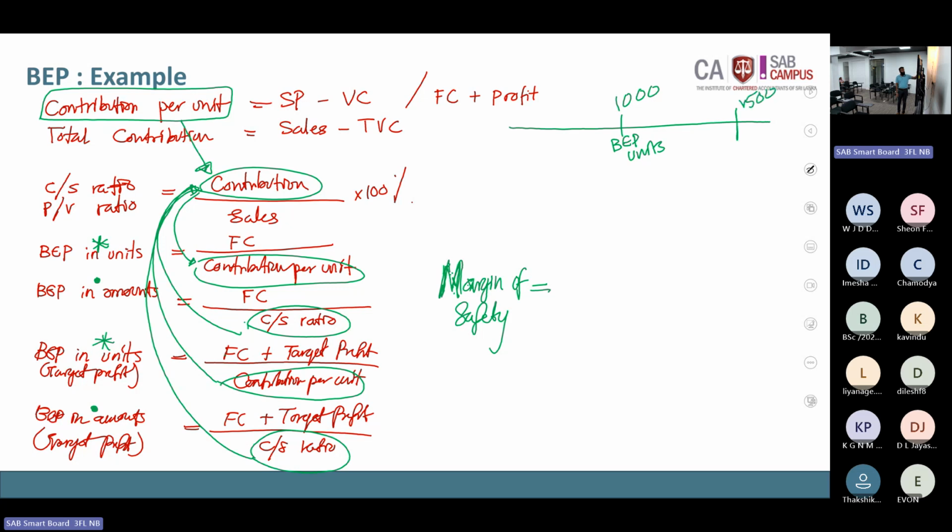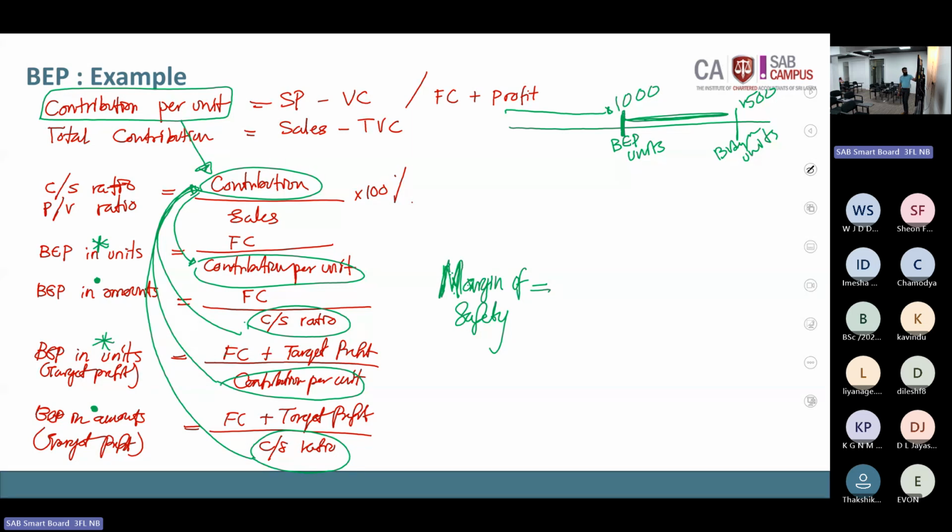So our target should be, let's say, 1500. So this is our budgeted units. The difference between these two, we call it the margin of safety. We can sell products and cover all the costs, right?